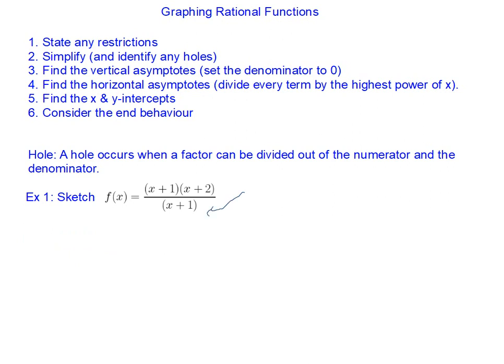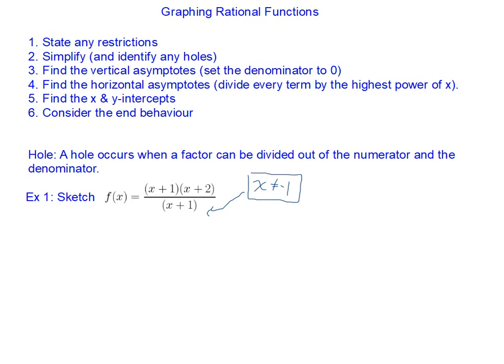So from this, we can see that x cannot equal -1. If x is equal to -1, then that denominator is equal to 0, and we get division by 0, which isn't allowed. So we say that x cannot equal -1. So that's our restriction. We're going to simplify if we can.